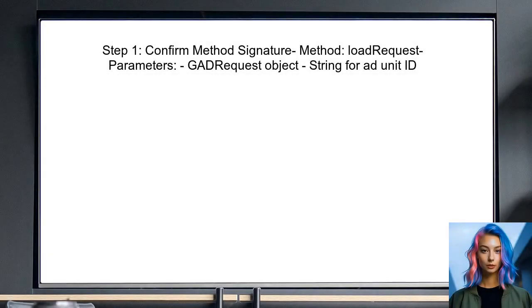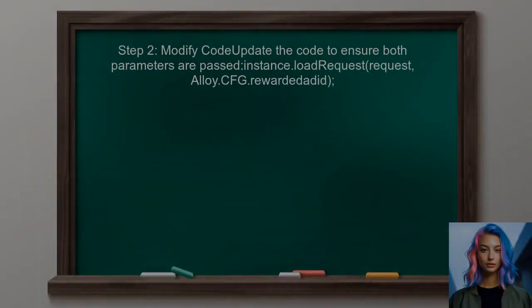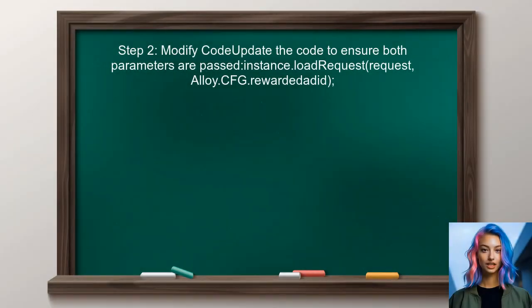To address the issue with the loadRequest method, the user should first confirm that they are using the correct method signature. The loadRequest method requires two parameters, a getRequest object and a string for the ad unit ID. Next, the user should modify their code to match the required method signature. This means passing both the request and the ad unit ID correctly when calling loadRequest.